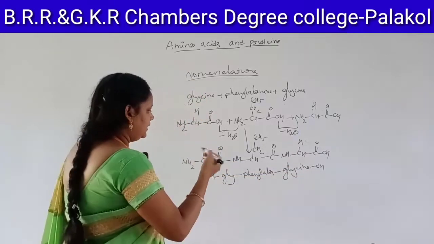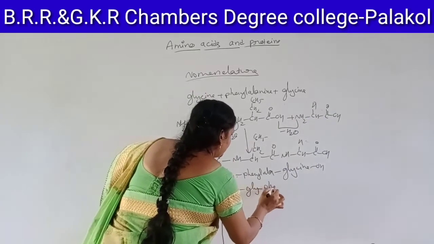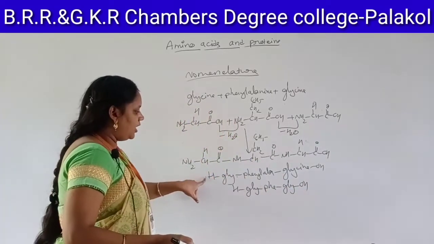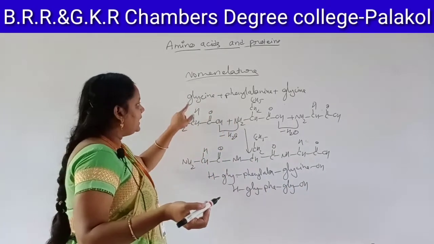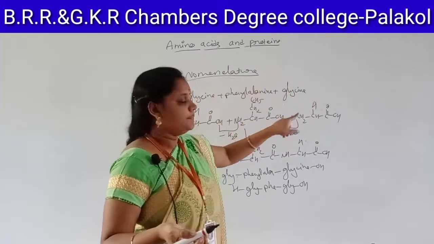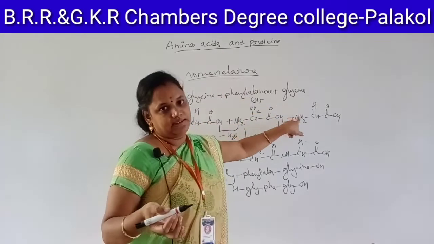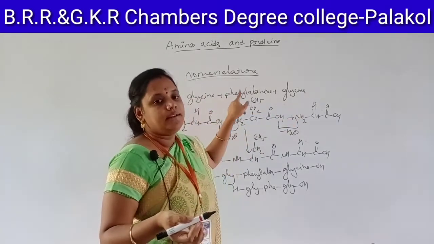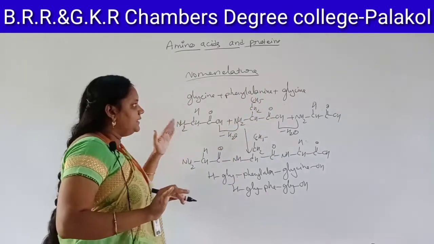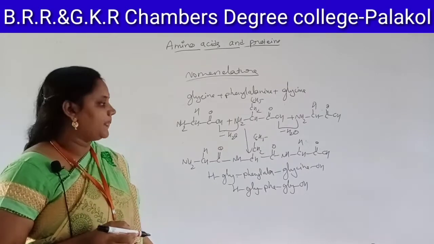If it is written in short, simply GLY, PHE, GLY, OH, you can write like this, or you can call it glycyl, phenylalanyl, glycine. Okay students, glycyl, phenylalanyl, glycine. Understood, students? This is the nomenclature of peptides.